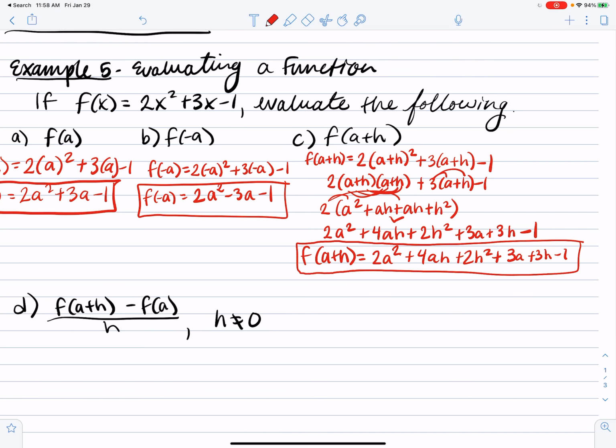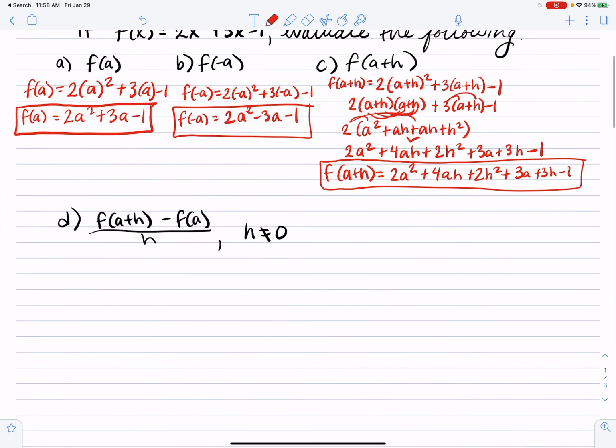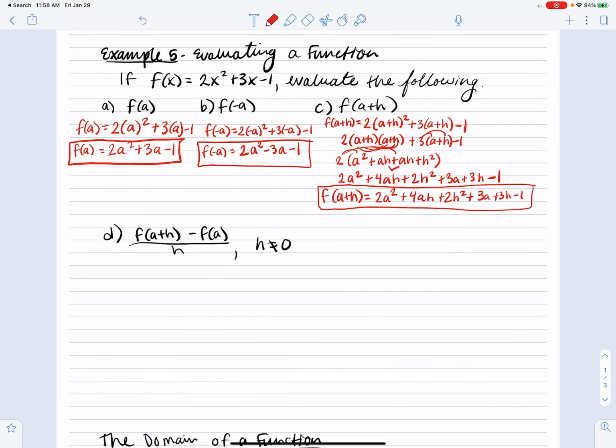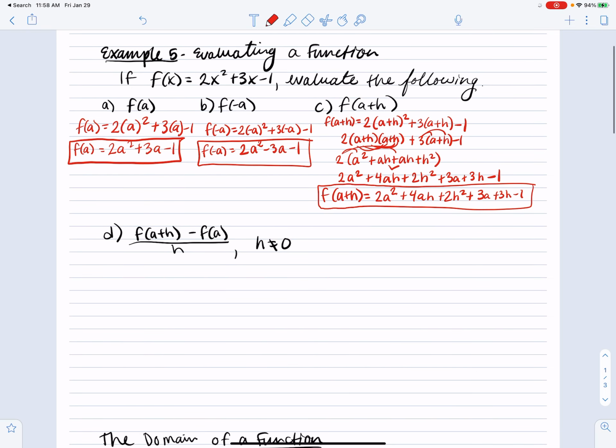Okay, and then the last part of this example is find f at a plus h minus f at a, and then divide it by h. And then it has to clarify that h can't be 0 because we can't have a 0 in the denominator. So that just reminds us we can't have 0 in the denominator. So we're going to use our results from parts C and A. So f of a plus h minus f of a over h equals, we're just going to take this result up here and this result over here and subtract them from each other.